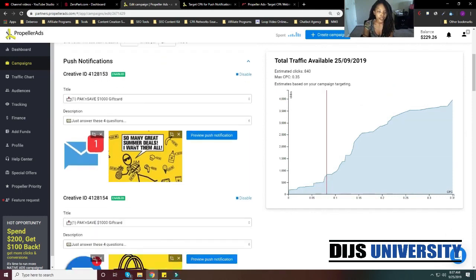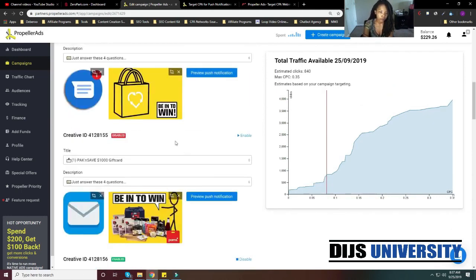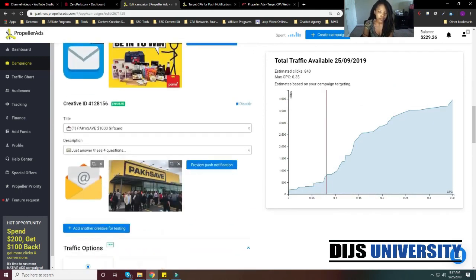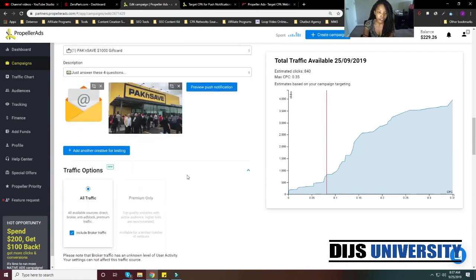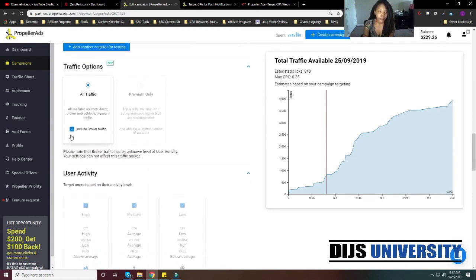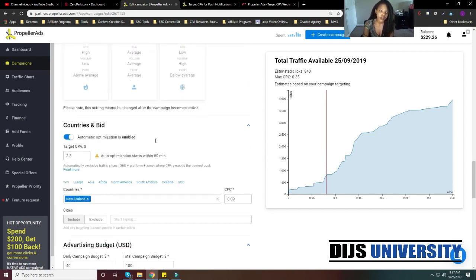We got our tracking set up. We're using some new push notifications that we wanted to test. Here are some of the old ones. This one was our winning image, and we're doing all traffic. So because we are doing all traffic, we can include broker traffic. If it was just high, this would be unchecked. And then here's target CPA.